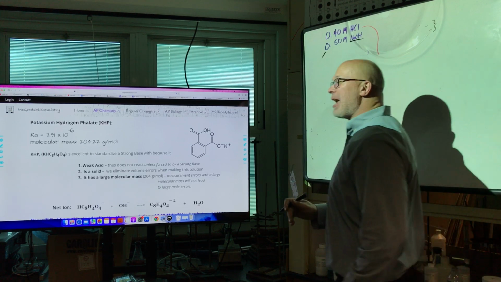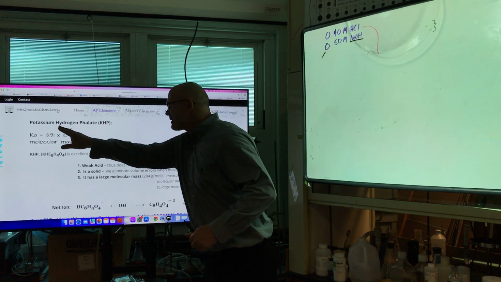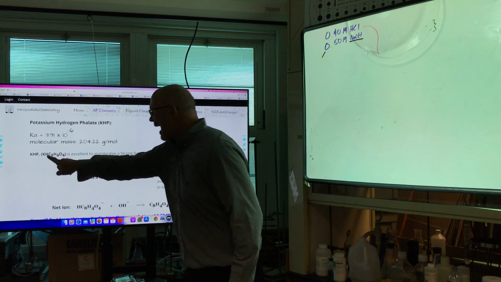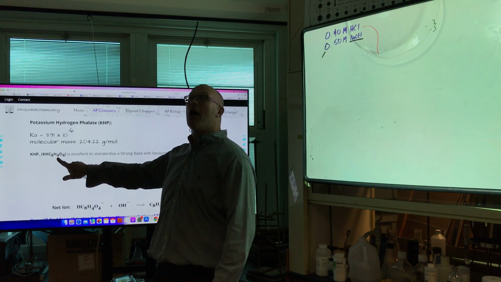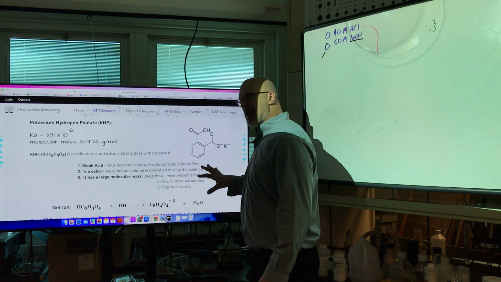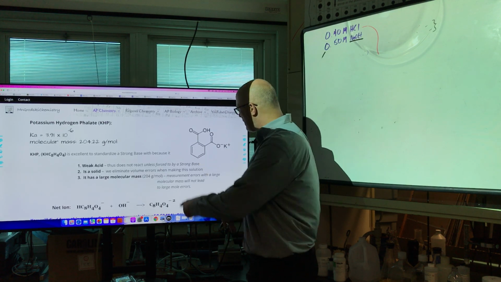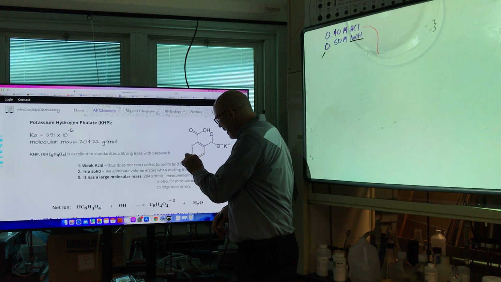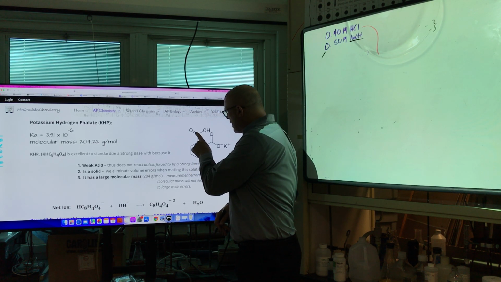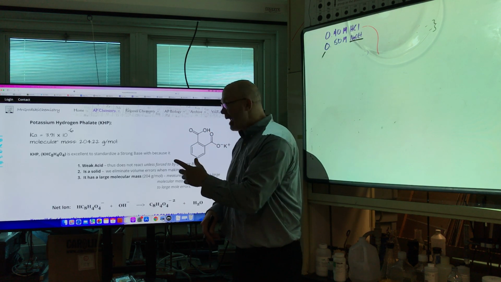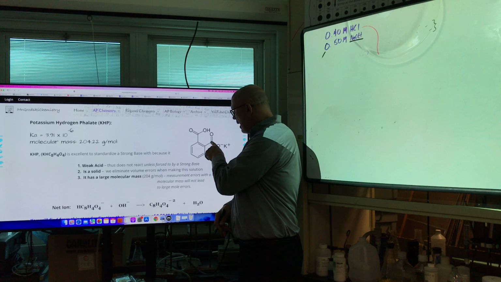So, KHP is potassium hydrogen phthalate. It's kind of a weird looking chemical, KHC8H4O4. It's an organic compound. For those who are not used to looking at that, these are carbons in the corners, leaving out the H's. This is the carbon backbone. Notice we have a COOH ending. I call that a carboxyl group. It's an organic acid, and this is an organic acid too, your carboxylic acid group.